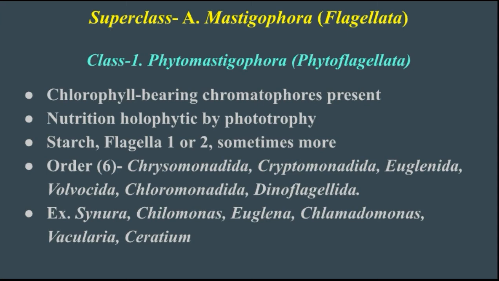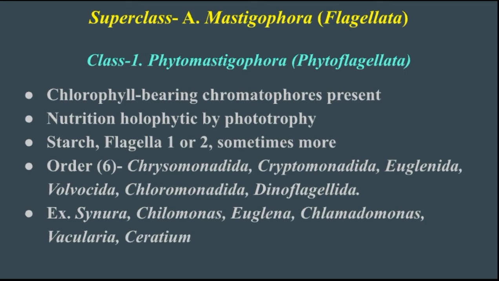Next is starch. Starch is a reserve food material. We know that at the time of scarcity of food, protozoan animals have one reserve food material in the body, that is called starch, and that starch will be used at the time of scarcity of food. So starch is a particular reserve food material.